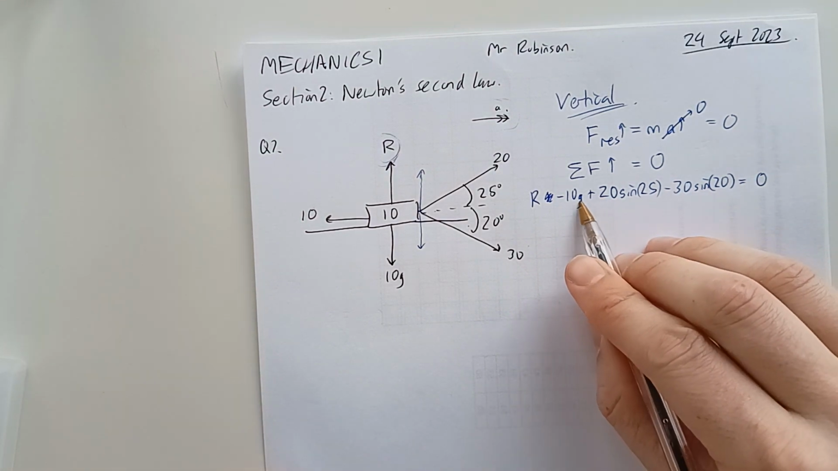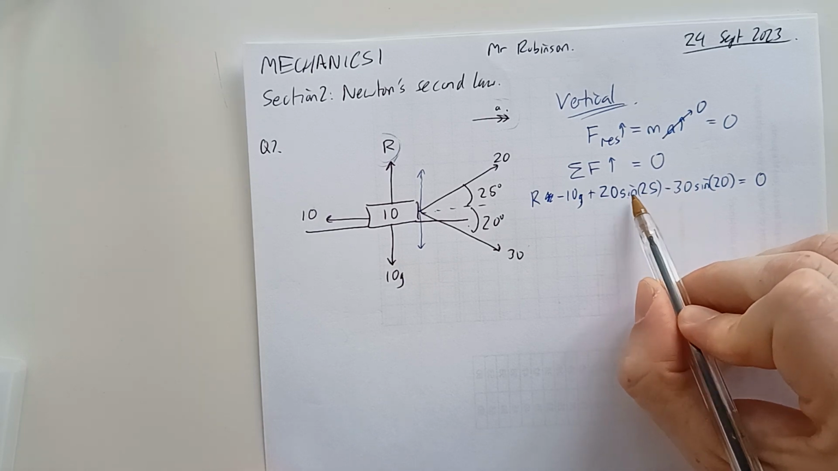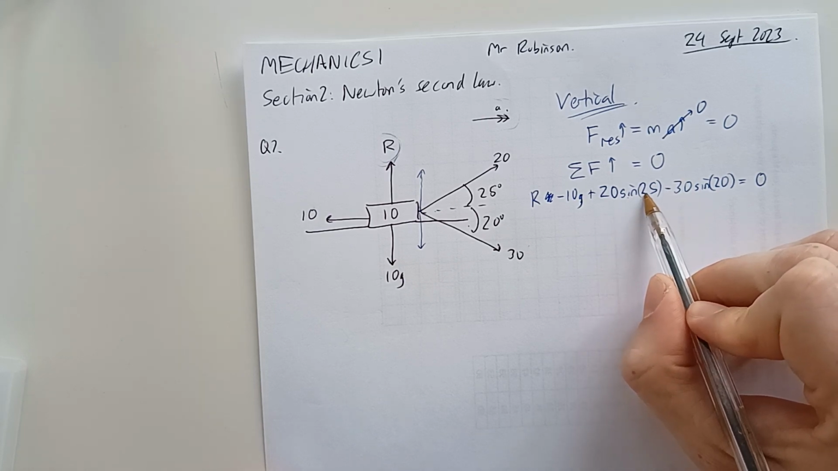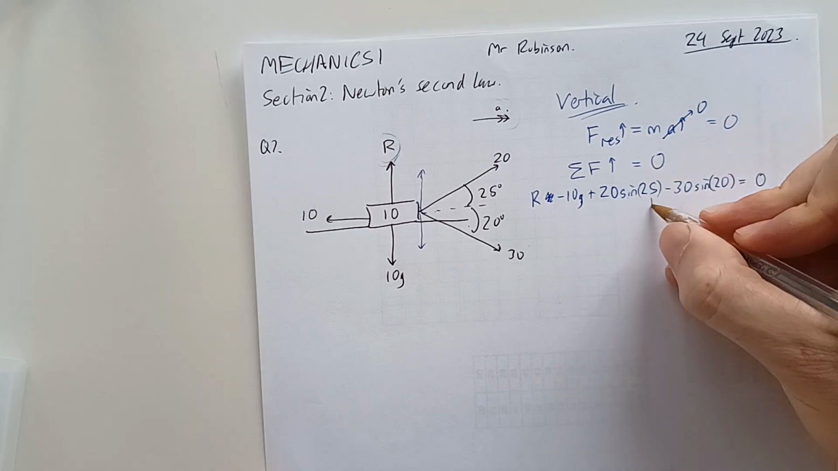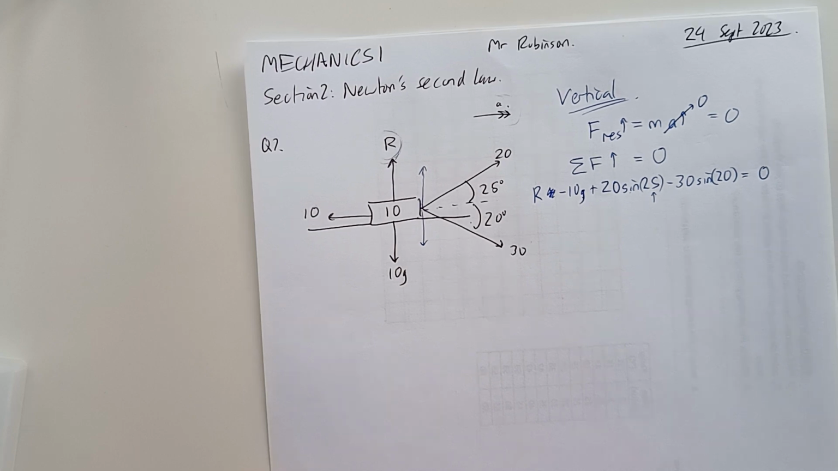Remember, g is equal to 9.8. Remember, when you're putting this into your calculator, this is in degrees, not in radians. It's very common for people to leave their calculator in radians.